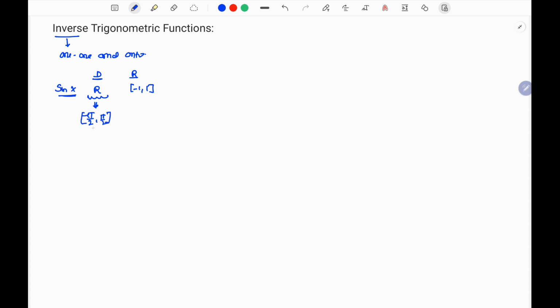So for domain -pi/2 to pi/2 and range -1 to 1, it is now one-one onto. And we have sin inverse x with domain as the range of sin x, which is -1 to 1, and the range of sin inverse x will be -pi/2 to pi/2.